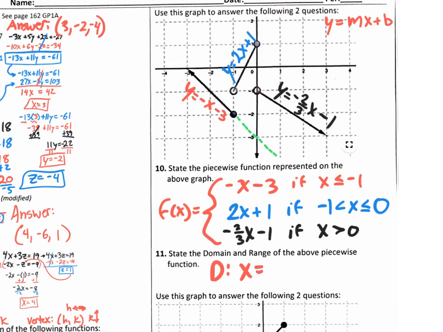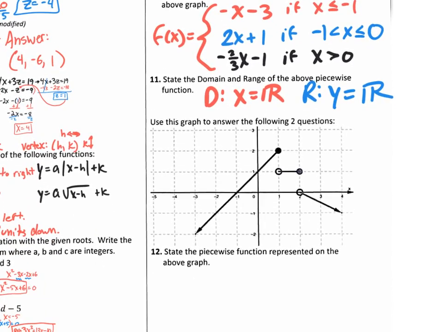It's to the left and to the right forever. So you're going to say x equals all real numbers. How about the range? Is this whole graph below a certain value, above a certain value, or does it go up and down forever? This really does go up forever and down forever. So again, it's going to be all real numbers, but in this case, it's going to be the range, or your y values being all real numbers.